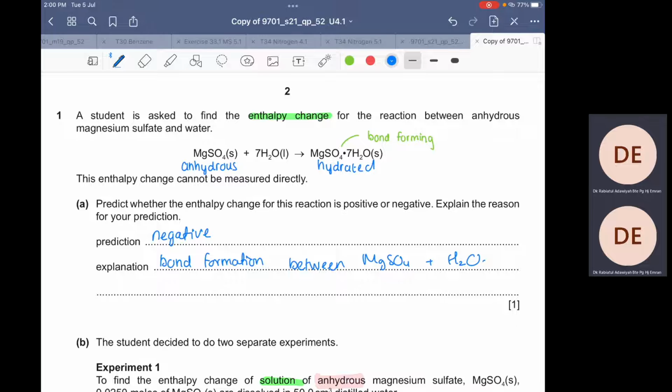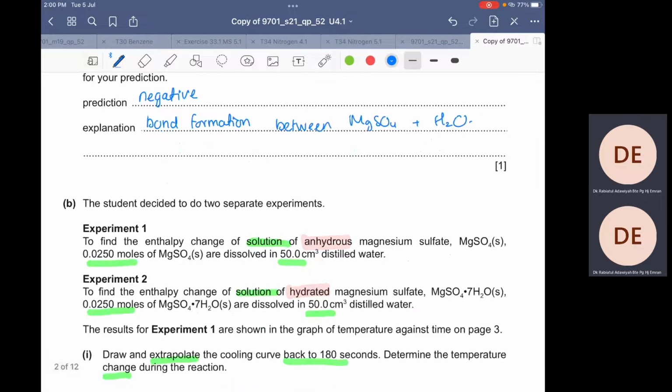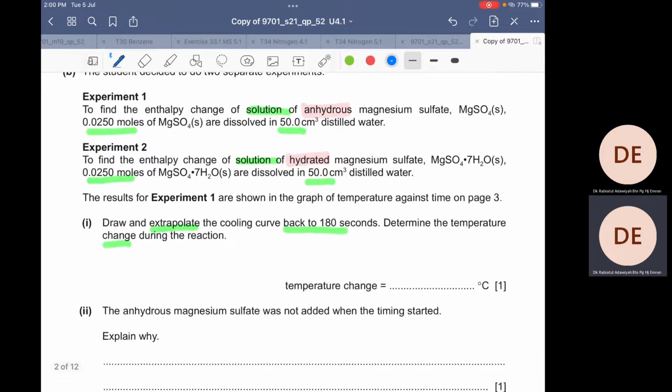Okay. Then there are 2 experiments. The first experiment is to dissolve the anhydrous magnesium sulfate. The moles are given. The volume of distilled water is also given. Experiment 2, same thing. We want to dissolve the hydrated version. Same number of moles and also same volume of distilled water. Okay. Results for experiment 1 are shown in the graph of temperature against time on page 3.